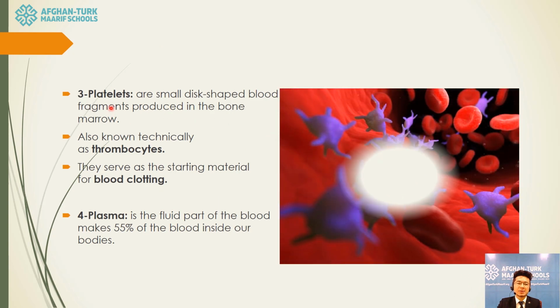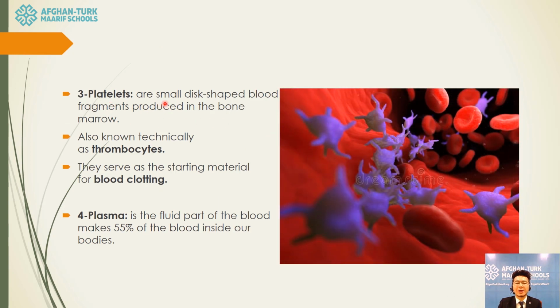The next thing is platelets, which are small, disc-shaped blood fragments also produced inside our bone marrow. They are technically known as thrombocytes, and their function is to start and stimulate the blood clotting system. The third part of the blood is plasma, which is the liquid part of our blood and makes up 55% of the blood flowing inside our body.